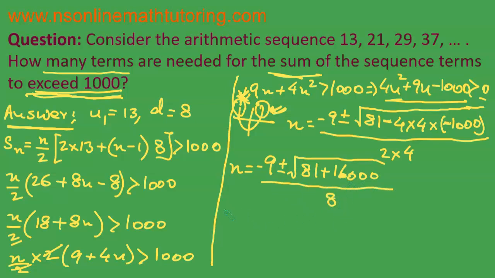Okay, so n is equal to negative 9 plus minus the square root of 16081, divided by 8. And obviously we cannot take the negative sign of the square root, we have to take the positive value of the square root because n should be a positive integer. Okay, so first of all let us get the square root of 16081.